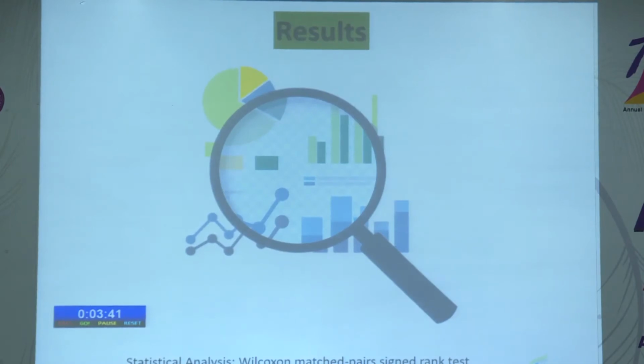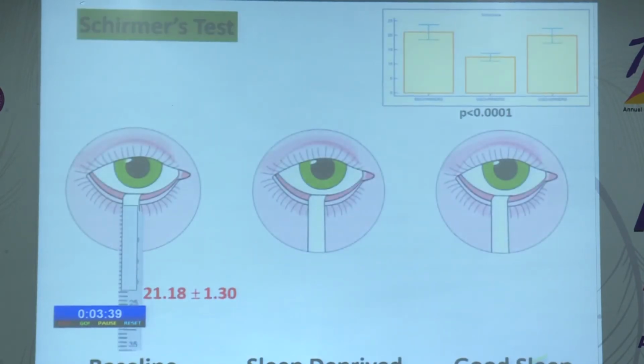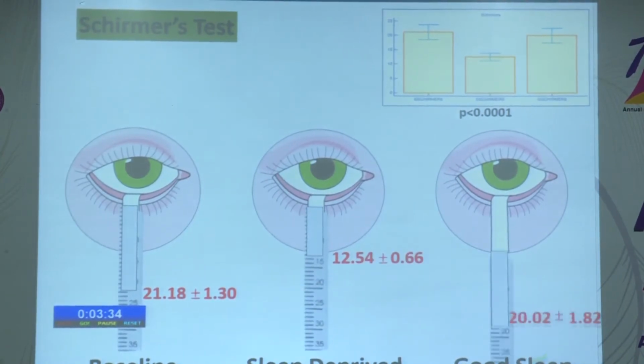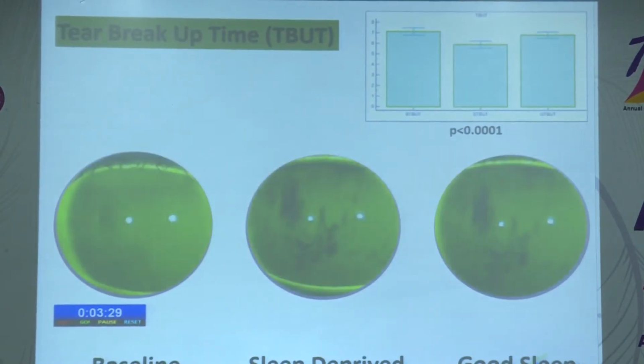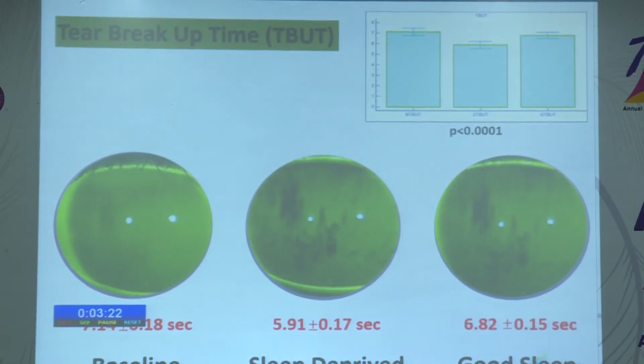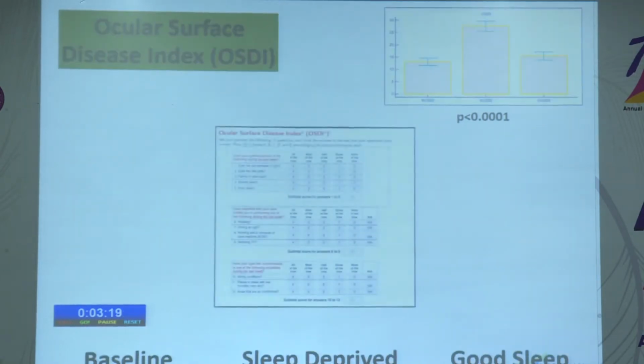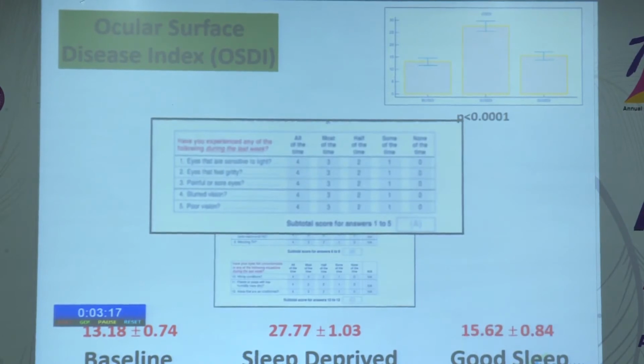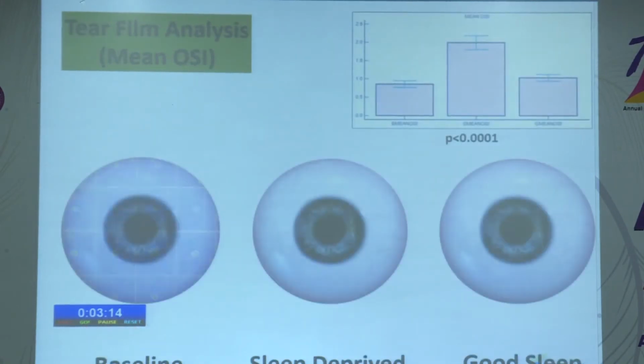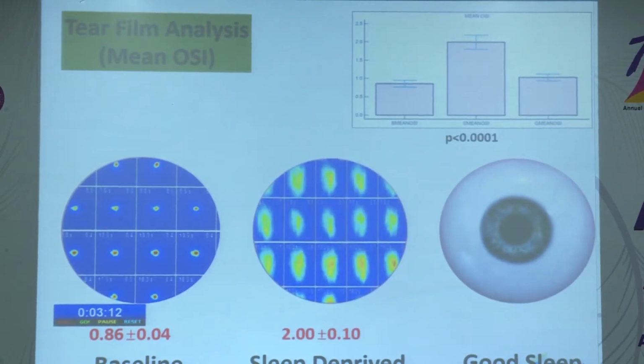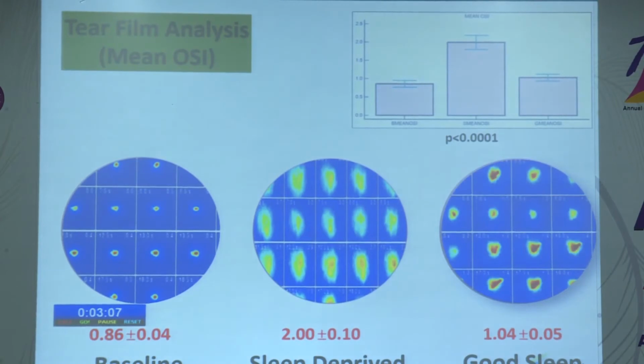So what were the results of our study? The Schirmer's test we saw at baseline was around 21, which dropped down to 12 and increased to 20 after a period of good sleep. Similarly, in tear breakup time, the baseline for the patients was 7.14, which again dropped down to 5.91, and it increased back to 6.82 after good sleep. Similar findings were also found on the OSDI questionnaire. The tear film analysis was 0.86, which increased to 2, so we can see how much scatter the patient has, and after good sleep the scatter decreases again.